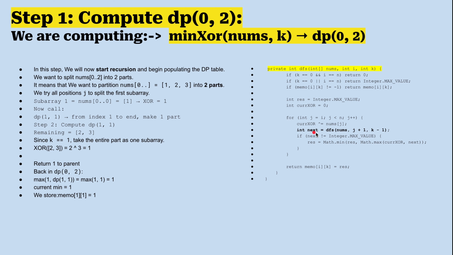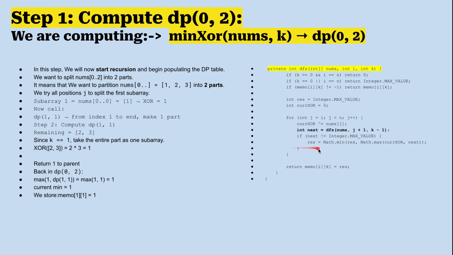So you have this value, and you are updating our res, so you are putting all these values here, you will get the min value, you will keep updating here. Now back in the dp 0 2, max is 1, and we are putting the value here, right? So we'll take the 1, dp 1 1, you will get max of 1 1, you will get 1. So the current min is 1, so we'll store memo at 1 1 as nothing but 1.